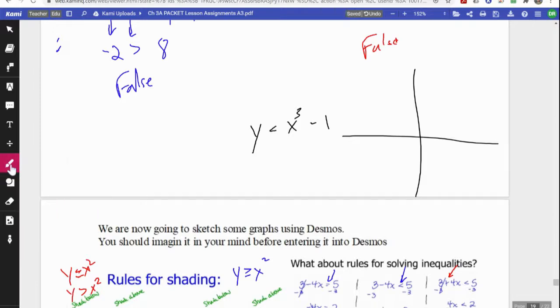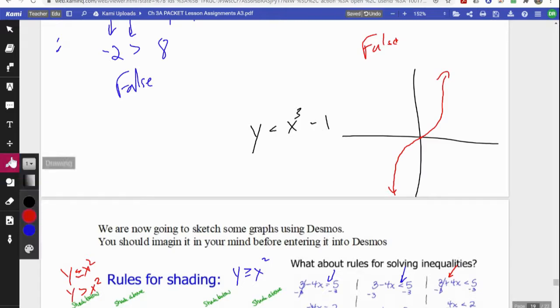Here's what we know. The parent function has the vertex kind of at 0, 0, and it goes up like this, and it turns right there and continues to go on like that after a curve. The only difference here is that it's translated down 1. So down 1 is where this would go. And we have a strictly less than, so it's a dotted line. And then we just need to know where to shade.